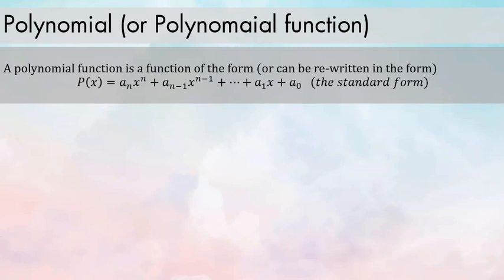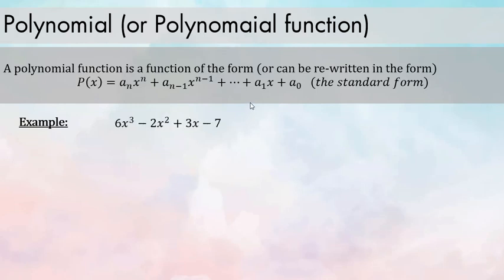P(x) equals a_n x^n plus a_(n-1) x^(n-1) plus and so on, plus a_1 x plus a_0. This is called the standard form. In the standard form, please note that the powers of x are arranged in decreasing order. It gets smaller and smaller, and no two terms share the same power.